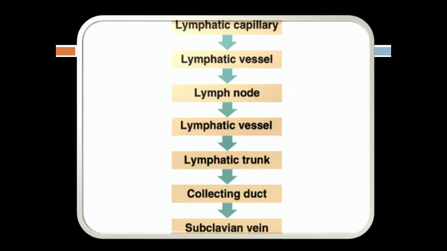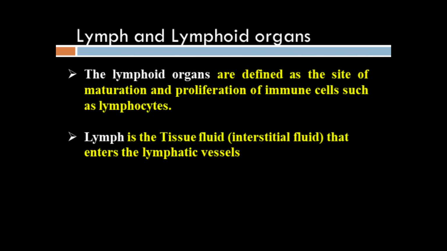This is the pathway in the lymphatic system. It starts from the lymphatic capillary, then enters the lymphatic vessel, then the lymph node, and then lymph vessels again, the lymphatic trunk, and then the collecting duct. Finally it will reach the subclavian veins. And then we should know what lymph is and what lymphoid organs are. These two combine together and form the lymphatic system, right?